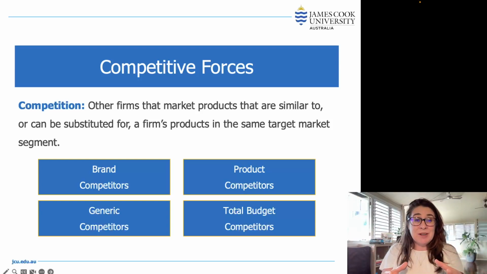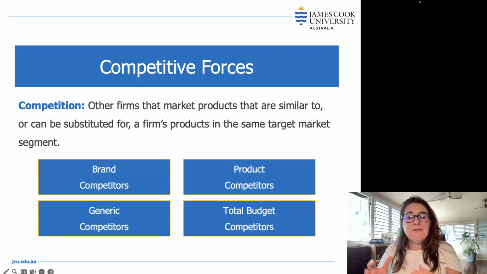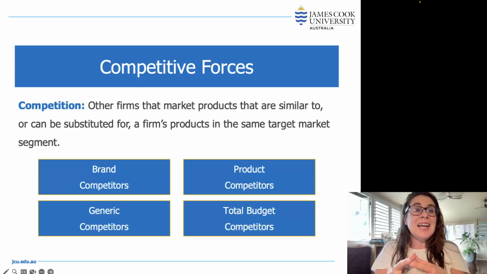All 4 types of competition can affect the firm's marketing performance, but brand competitors are the most significant because buyers typically see different products of these firms as direct substitutes for what our business offers.